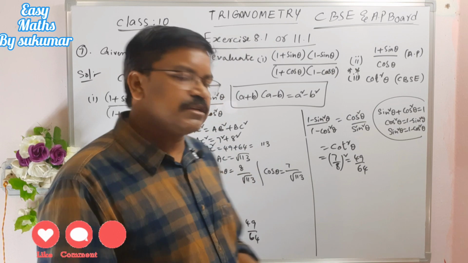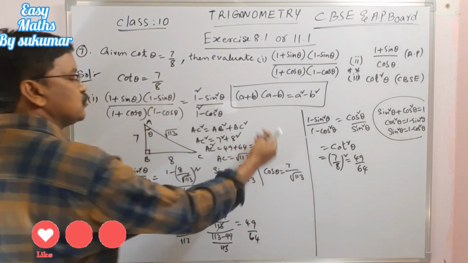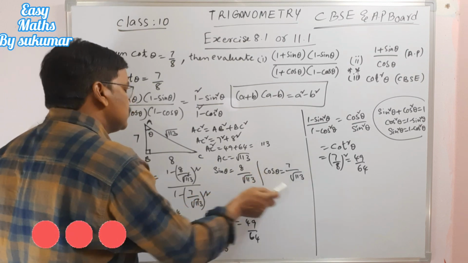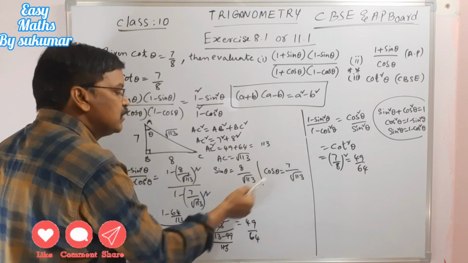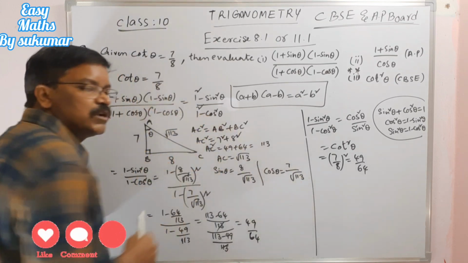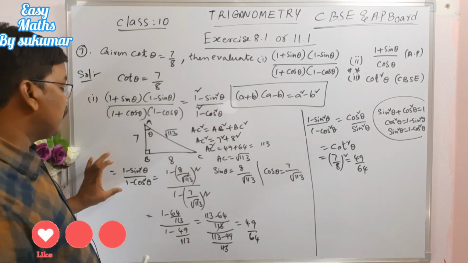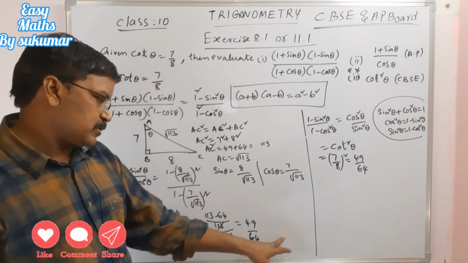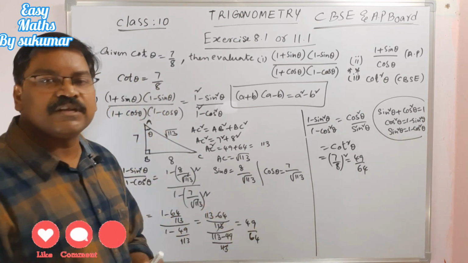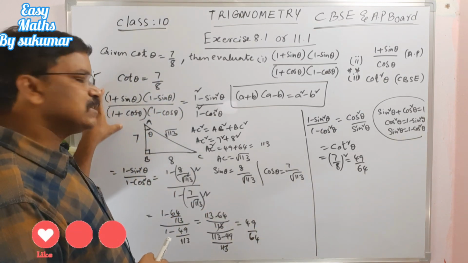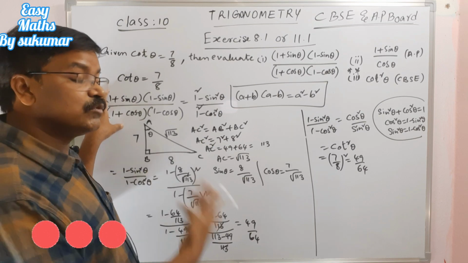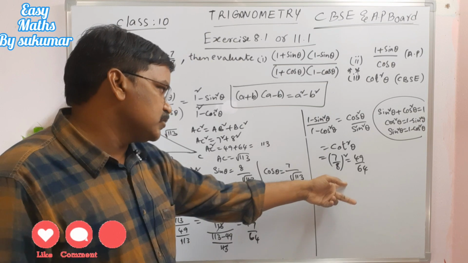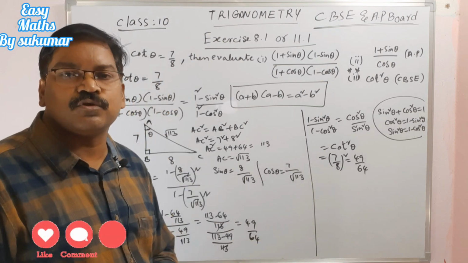But if you do not know these identities, we have to do what? Pythagoras theorem, and find what is sine theta and what is cos theta from this right angle triangle right here, that is 8 by root 113 and 7 by root 113, and find this value. Substitute this sine theta and cos theta here and simplify. Finally we get 49 by 64. So this expression, 1 plus sine theta times 1 minus sine theta by 1 plus cos theta times 1 minus cos theta, is equal to finally 49 by 64.